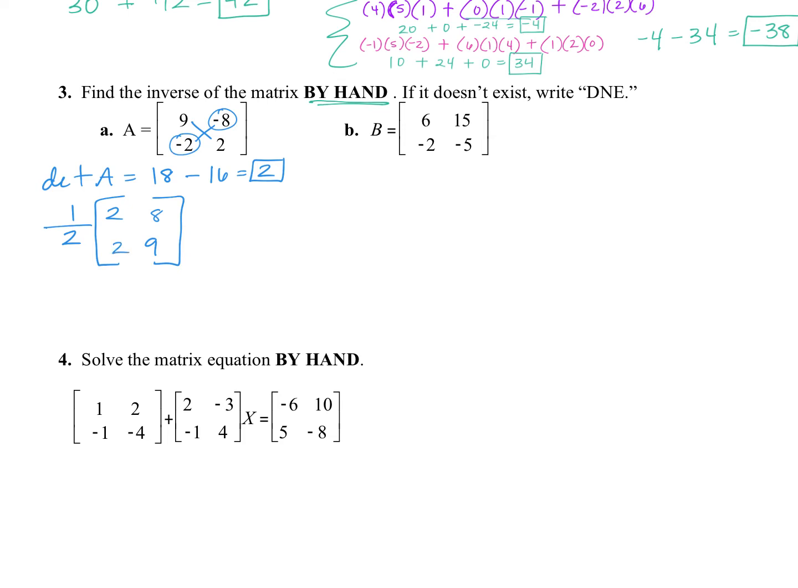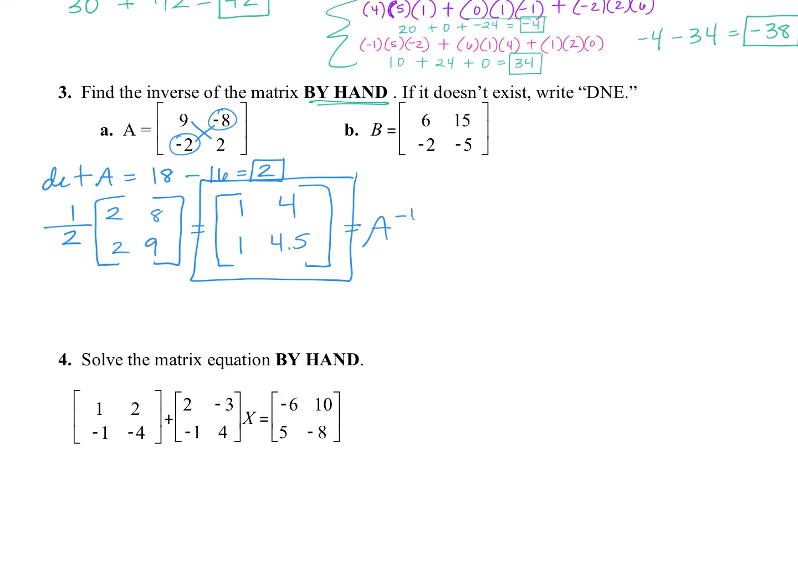Okay. And then we're just trying to find, this will be our inverse, right? The inverse is 1 over the determinant times that little swaparoo, if you will. I don't know why I'm calling it that today, but that's what we're calling it today. Now we're going to do scalar multiplication. So half of 2 is 1. Half of 8 is 4, half of 2 is 1, and half of 9 is 4.5. So this is our A inverse.